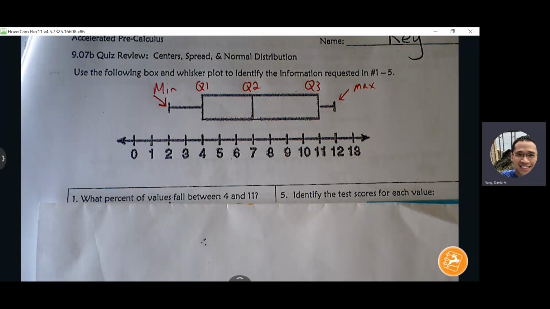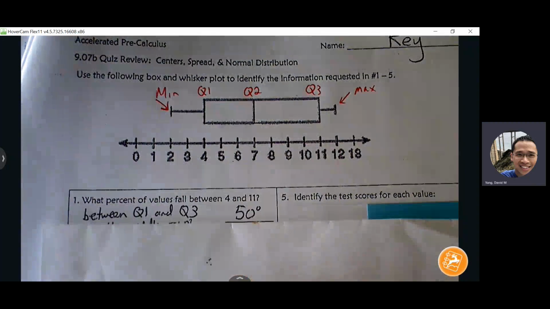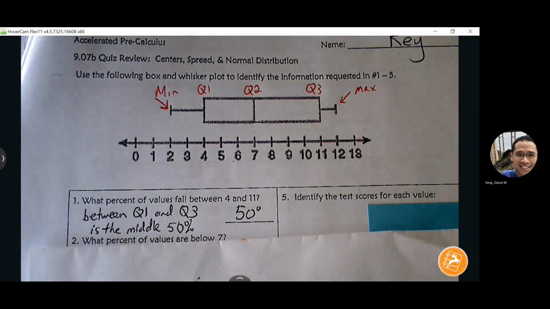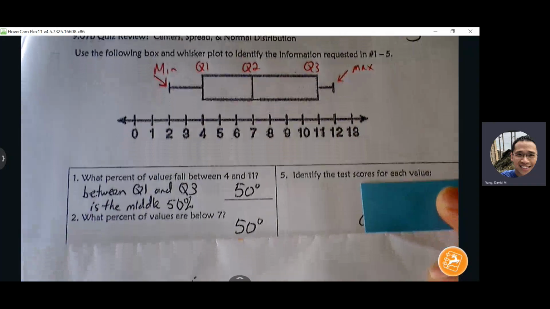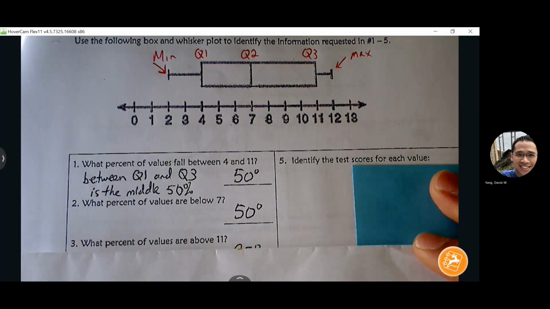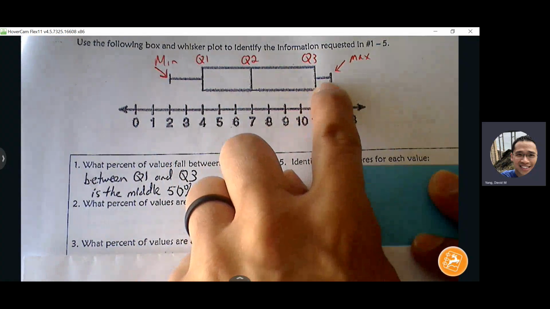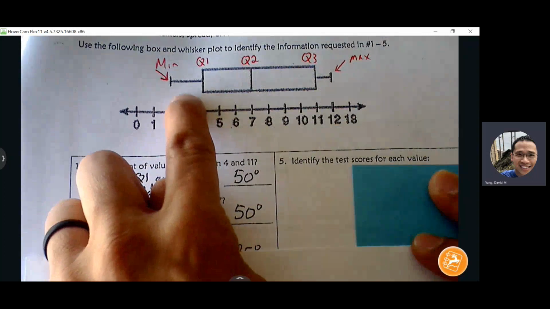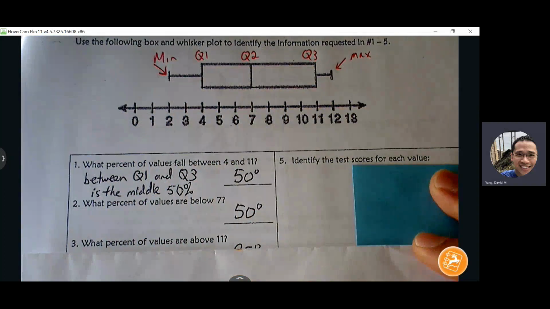Okay, you know that your IQR or your interquartile range between Q3 and Q1 will hold 50% of your data. Seven is right at that 50% line, so below seven is going to be half of your data. So if this is the middle 50%, then from Q3 to max will be your upper 25%. And then from your minimum to Q1 is going to be your lower 25%. Right, so basically we split up into quarters.